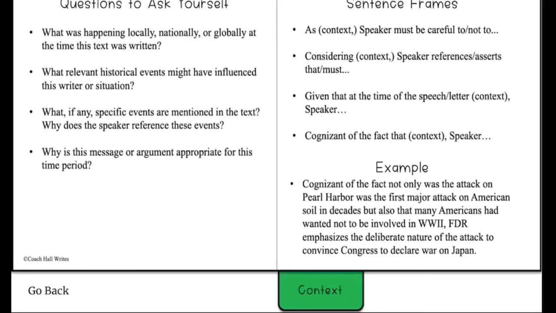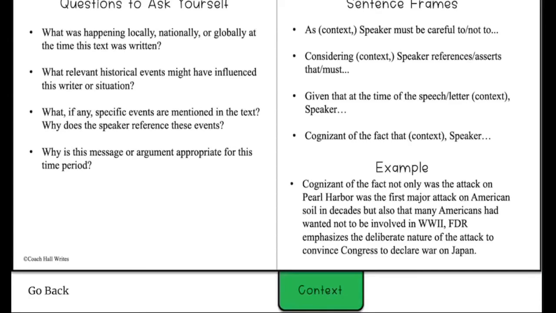And so one thing you need to do is actually read the prompt, because the prompt is going to tell you when the speech was delivered or when the letter was written. And so you need to know that. Take a second to ask yourself, what do I know about this time period? What was going on locally, nationally, or globally? You don't have to be a history expert, but chances are you might know something that's relevant.